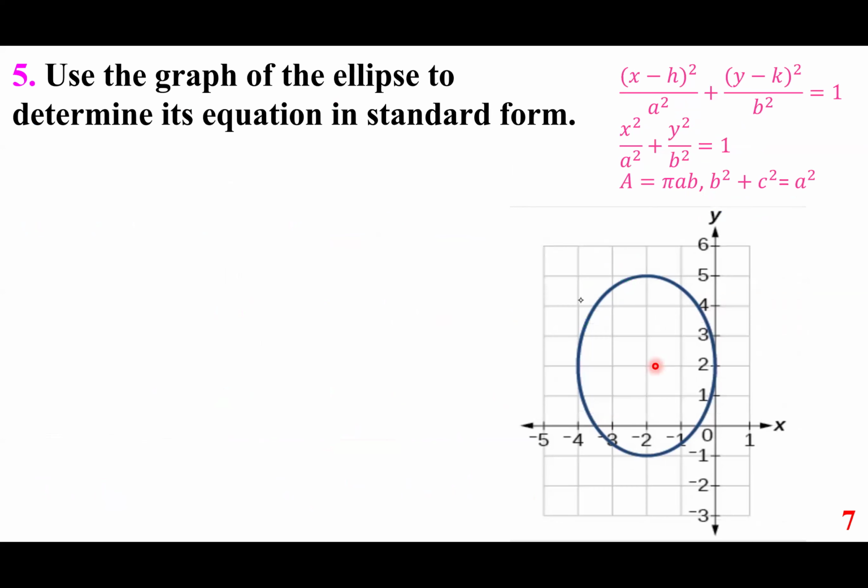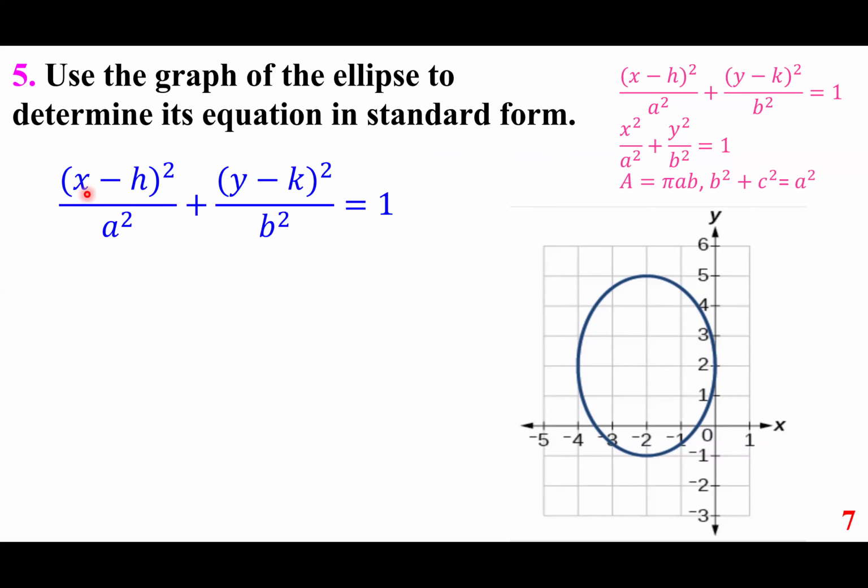Use the graph of the ellipse to determine the equation of standard form. Now, clearly the center is not at 0, 0, so we have to use this formula. We're going to find h and k, a and b. Okay, so to find h and k, let's plug in this one. Clearly the coordinates are -2, 2. So right away, it's x minus negative, that means x plus 2 squared, y minus 2 squared. We have to find a and b also.